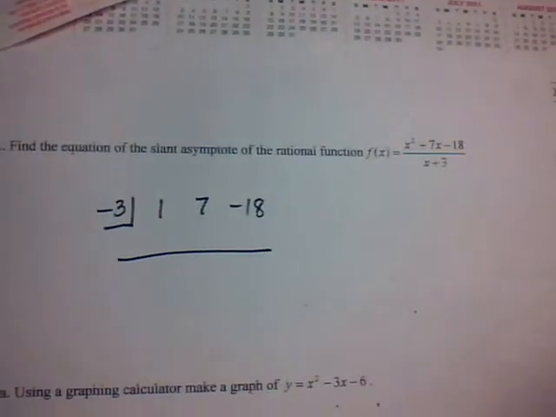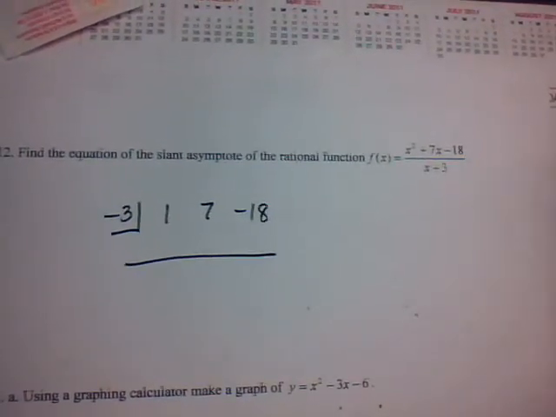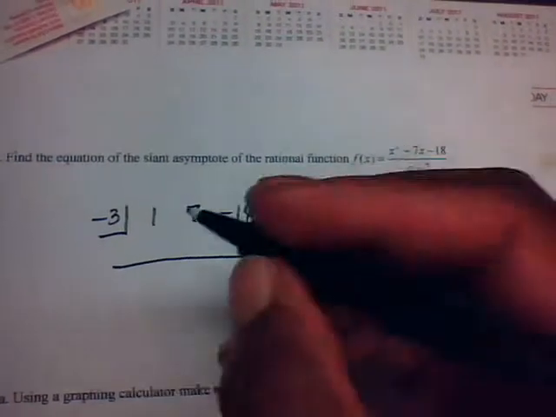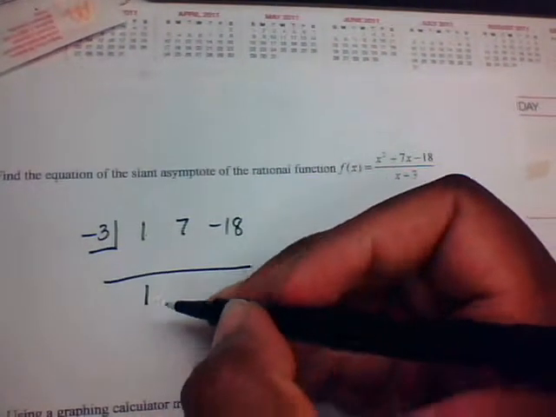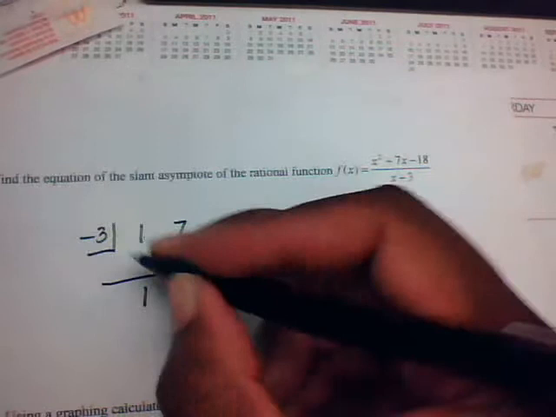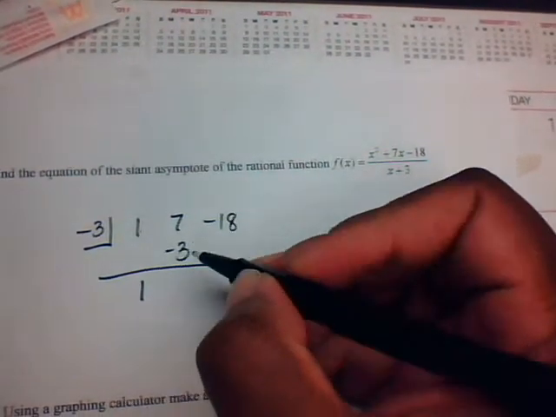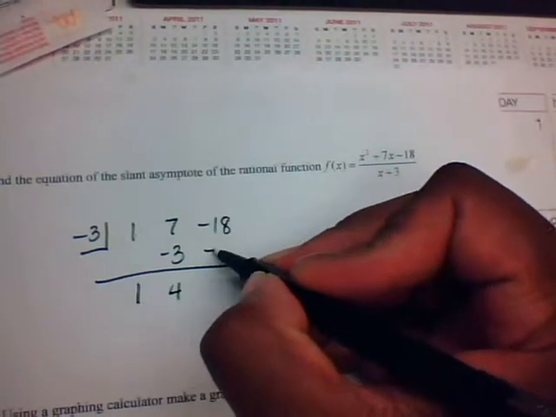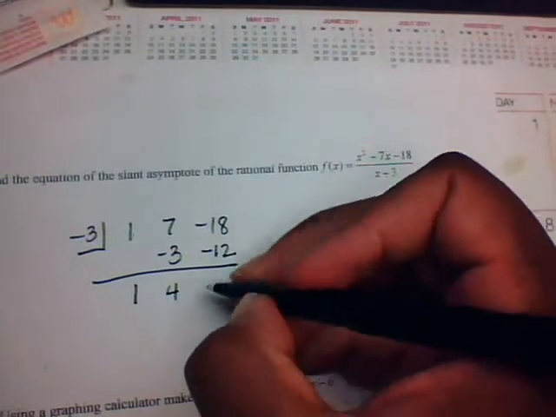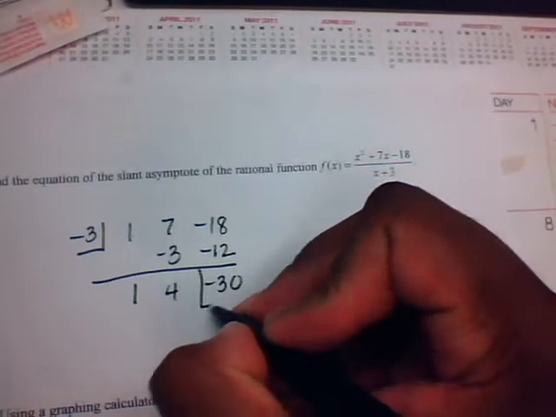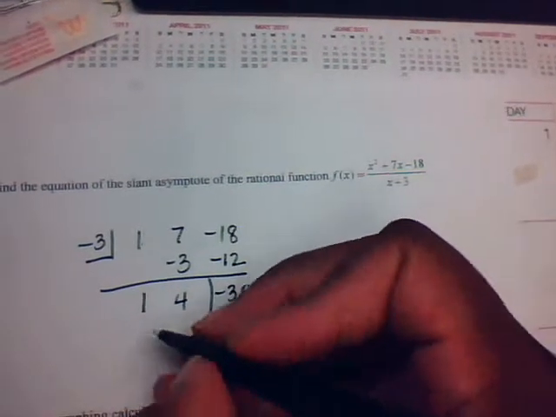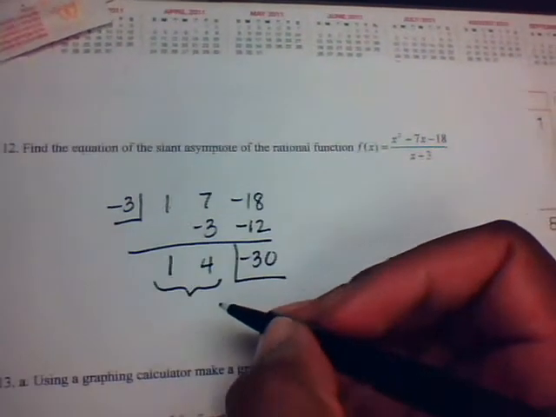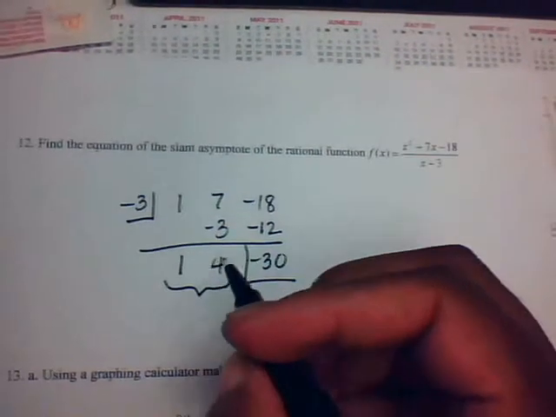Now, when we find the slant asymptote, we use synthetic division, but we drop the remainder, and our quotient represents the equation of that slant asymptote. So in this case here, we're going to bring down the 1 in the bottom row, and then do 1 times -3, which is -3. Then 7 plus -3 is 4, and then 4 times -3 is -12. Add negative 18 and negative 12 together, you're going to get negative 30. So we drop this remainder of negative 30. It's these two numbers right here that represent our quotient, which represents the equation of the slant asymptote.